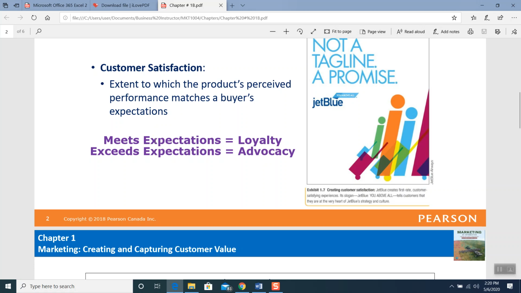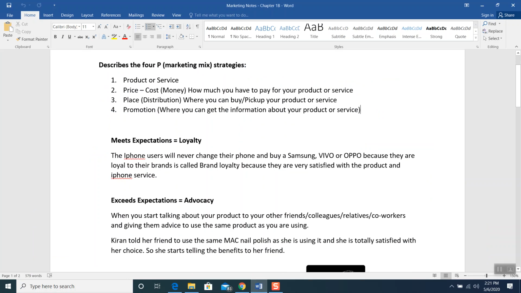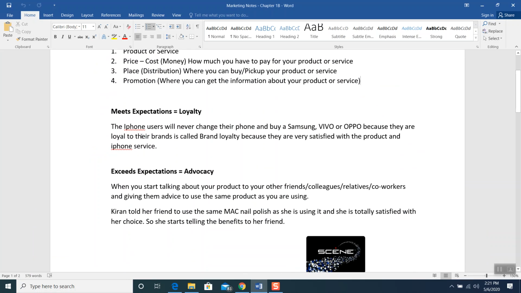If we are meeting the expectations of our customer, that becomes loyalty. What does that mean? Let's take a look. Meeting expectations. For example, iPhone users will never change their phone and buy a Samsung, Vivo, or Oppo, no matter what price or good offer is given to them. Why? What is the reason? Because they are so loyal to their brand, it is called brand loyalty, because they're very satisfied with the products and its services.